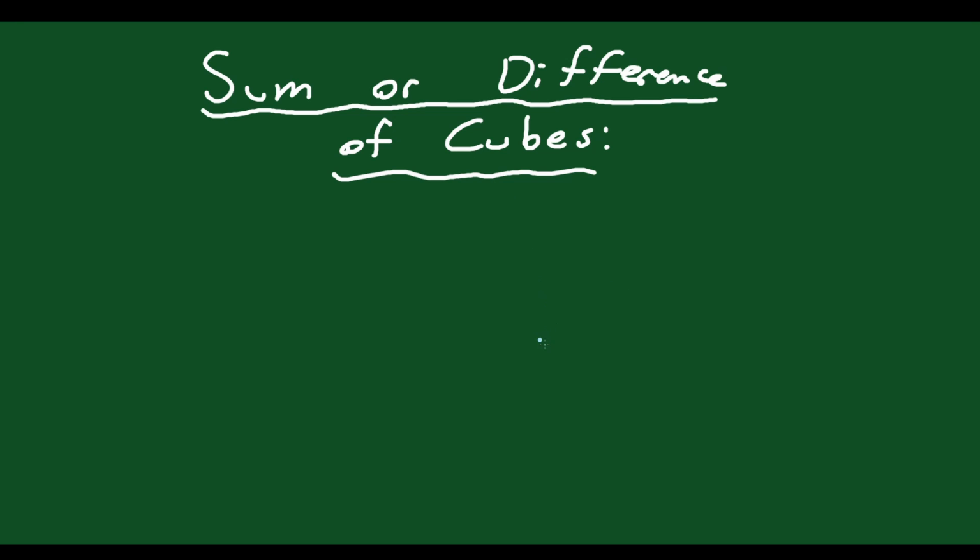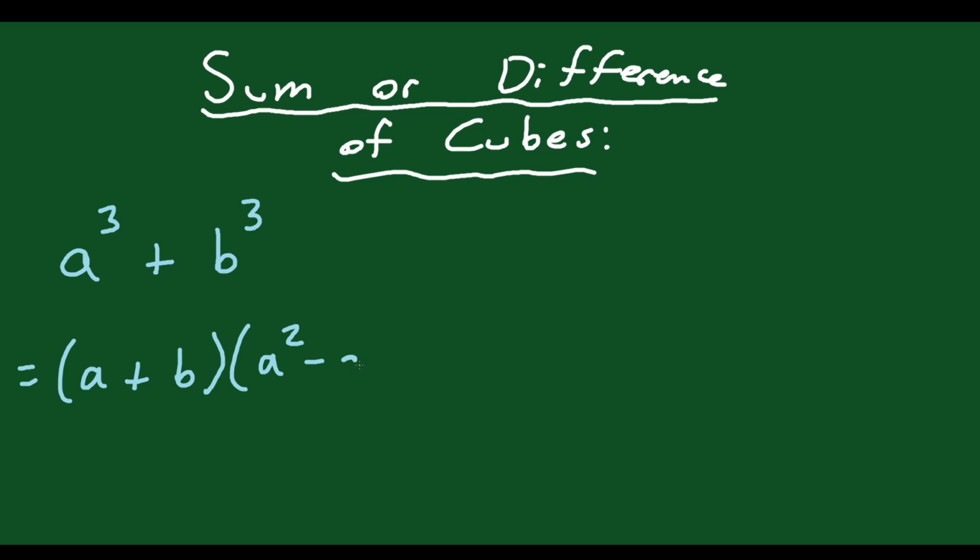This looks very similar. For example, you could have something cubed plus something cubed. And if you want to factor that, it just becomes a plus b, right? Those two somethings, the cube roots of each of those terms, times a squared minus ab plus b squared. Now that's the sum of cubes because they're being added together.